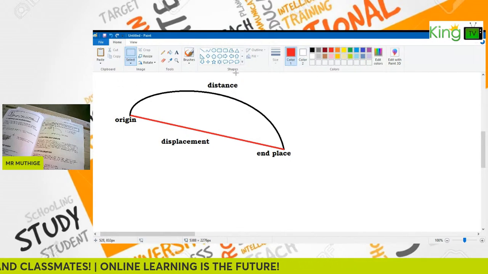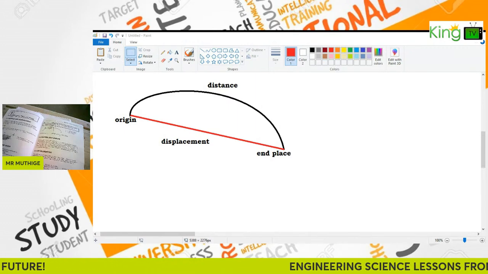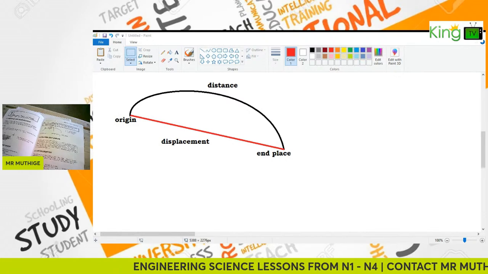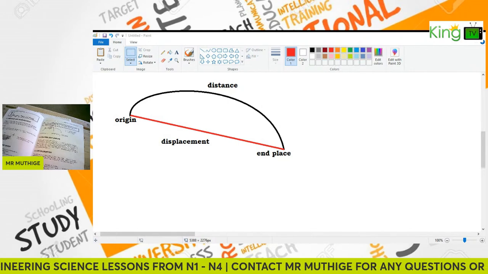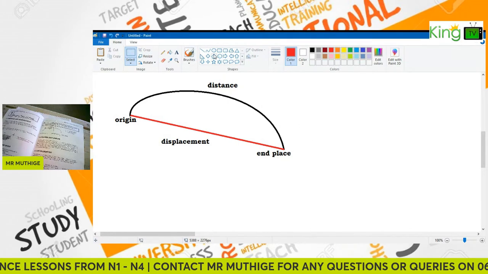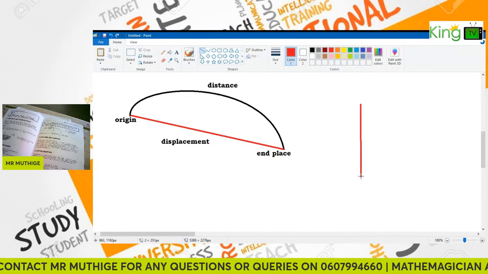Distance is an example of a scalar quantity, scalar simply meaning that it's got magnitude only. And when you speak of displacement, you're talking about a vector. It's got magnitude and direction. So when we speak of magnitude and direction, we are referring to this. We are going to use a Cartesian plane.